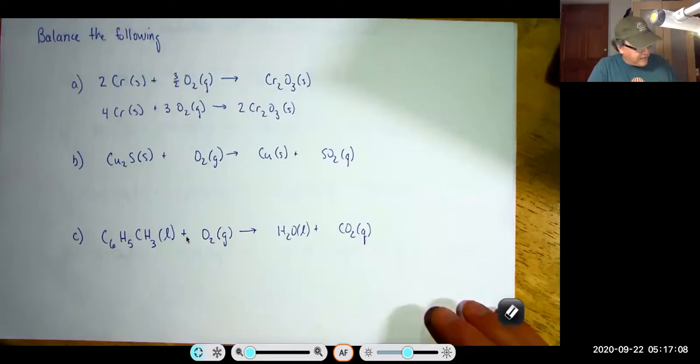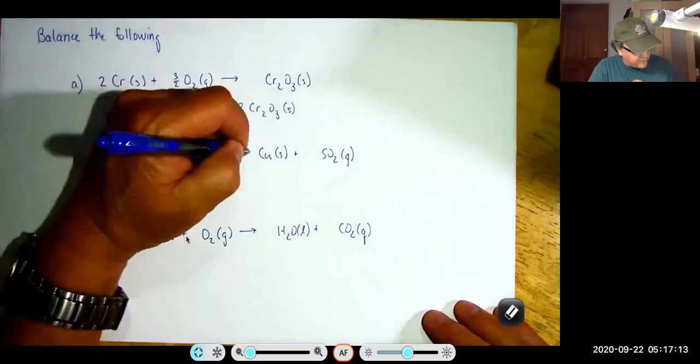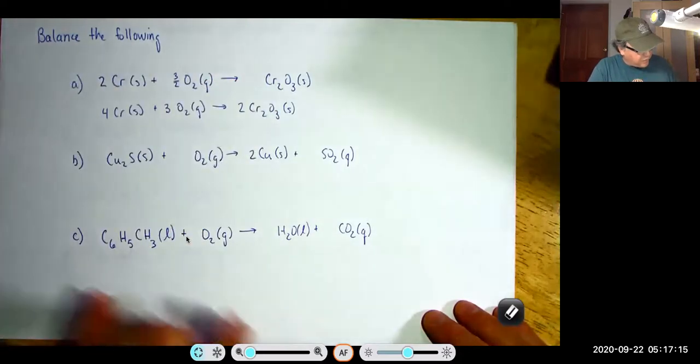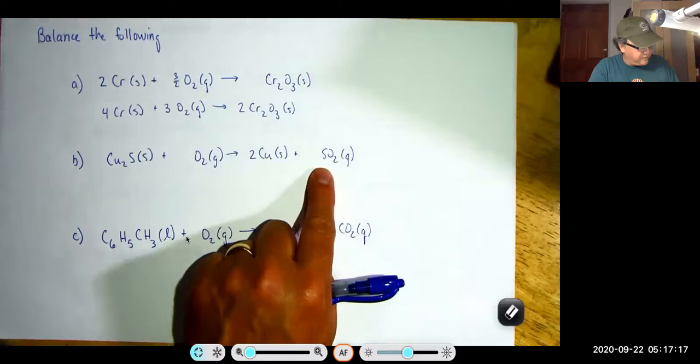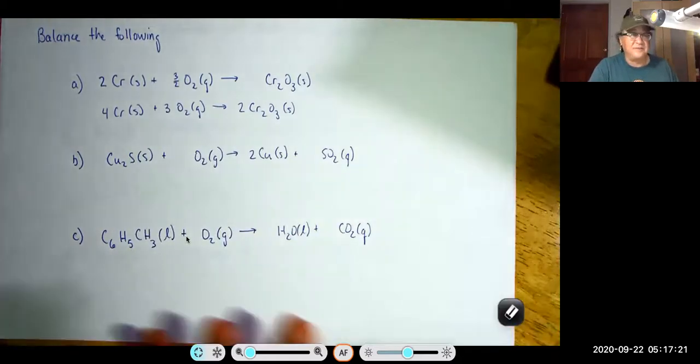Okay. Next, 2 coppers, 1 copper. So I'm going to put a 2 here. 1 sulfur, 1 sulfur. That's good. 2 oxygens, 2 oxygens. That's good. We're done.